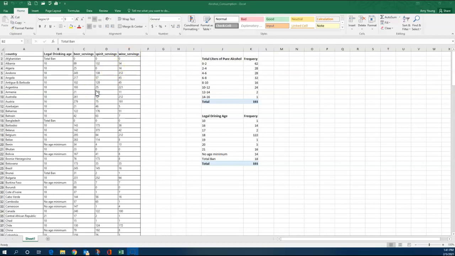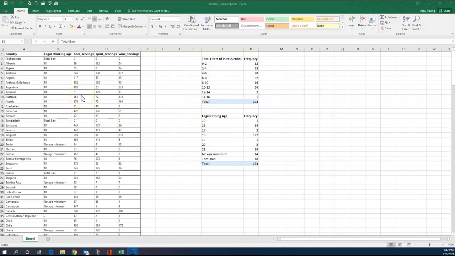So what we're going to do is find the mean, median, and mode for beer, spirit, and wine servings for the entire world, or at least the world that is listed in this list. Again, we have 193 countries. Additionally, we're going to come over here to our grouped frequency, and we're going to find the mean of the total liters of pure alcohol sold. And then we're also going to find the mean, or the average, legal drinking age for each of the countries here, or for the world, I guess we would say.